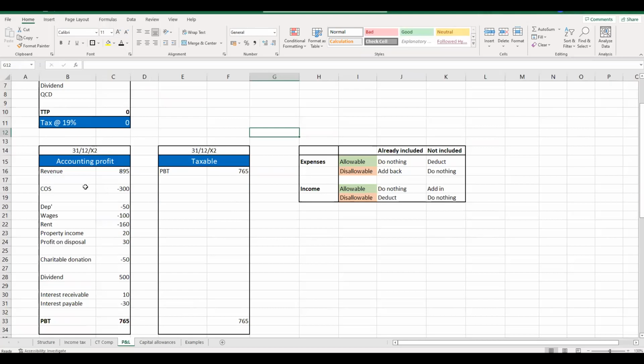So here we've got our accounting profits for the company, X Limited. They have their revenue, cost of sales, various different costs, and some dividend income, to arrive at our profit before tax.